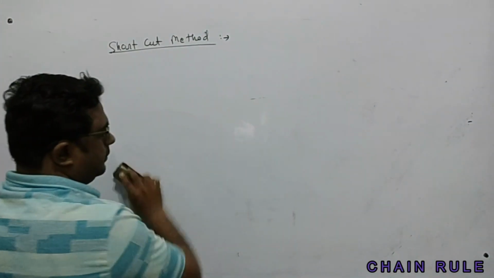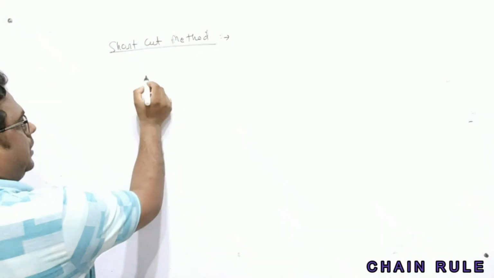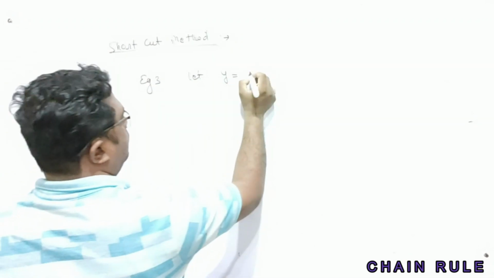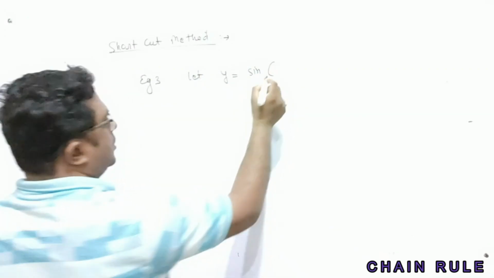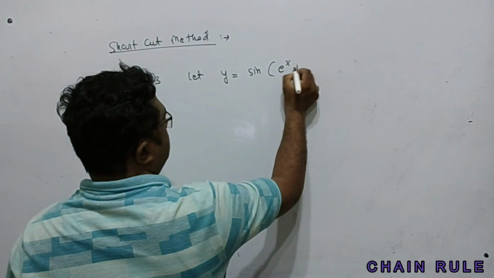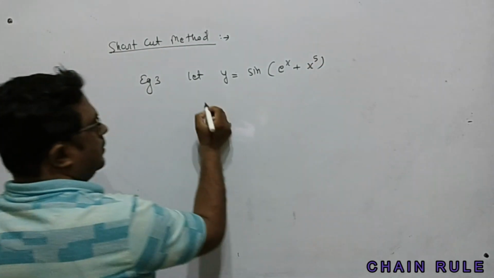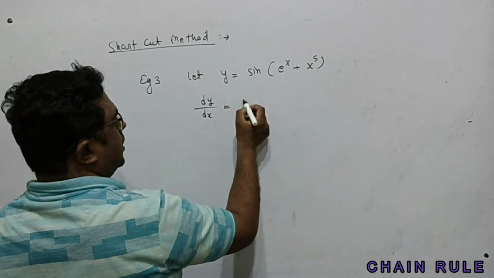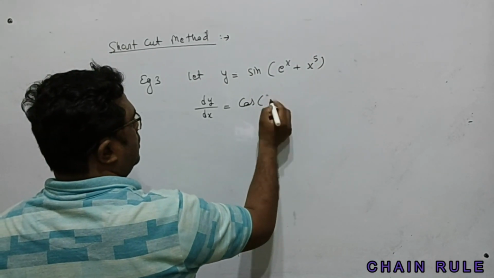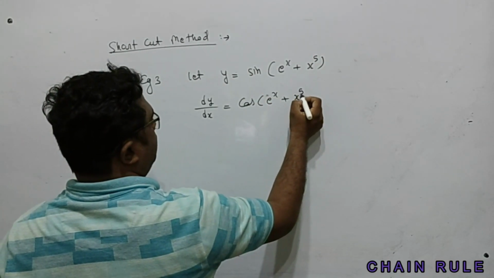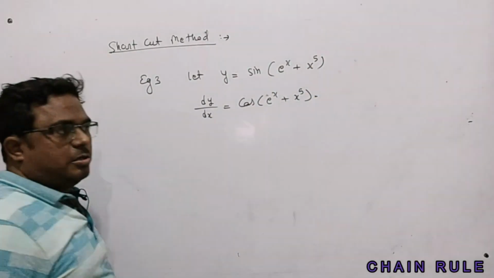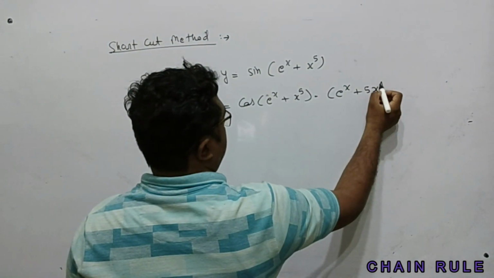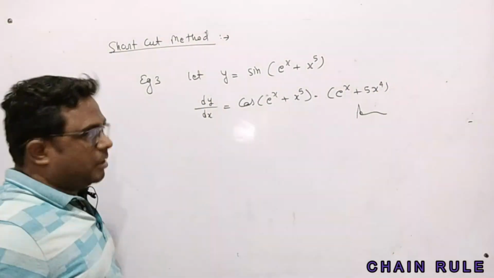One more example. Example number 3. Let y equal to sine bracket e power x plus x power 5. So dy upon dx is equal to, the main function is sine, so its derivative will become cos of e power x plus x power 5, and then the secondary function, its derivative will be e power x plus 5x power 4. Now I will take the last example.